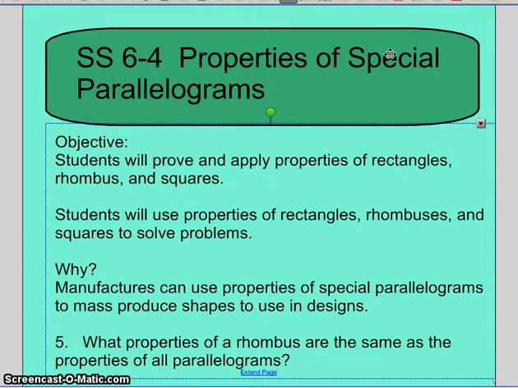This is section 6.4, Properties of Special Parallelograms. Hopefully you remember what a parallelogram is from the last section or two. Opposite sides would be parallel, and we know a lot of things about parallelograms, which will hold true to the special parallelograms we talk about today. So make sure you read through the objectives, the why, answer number 5 in your notes, and be looking for that secret word as we go along through this lesson.